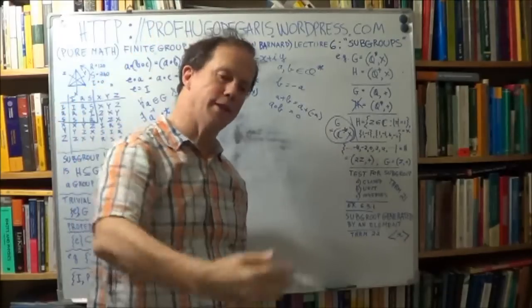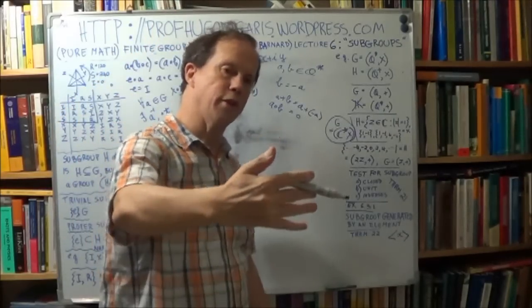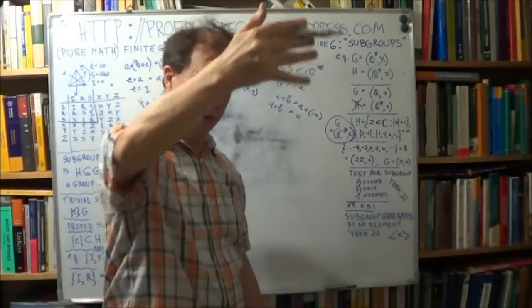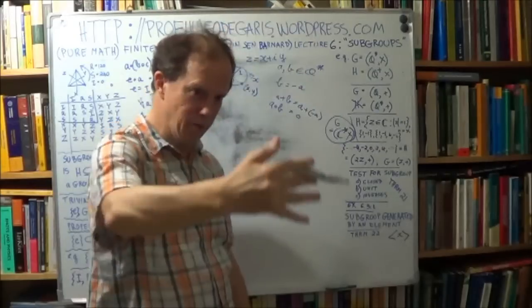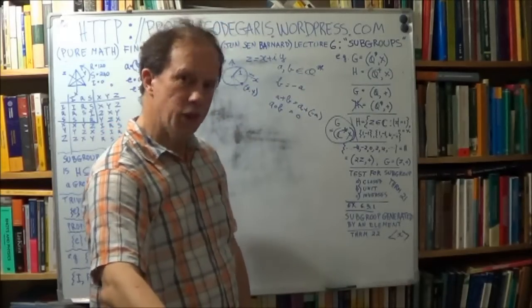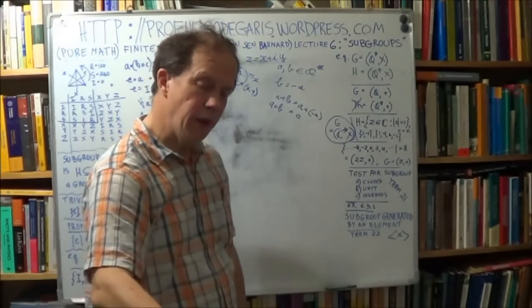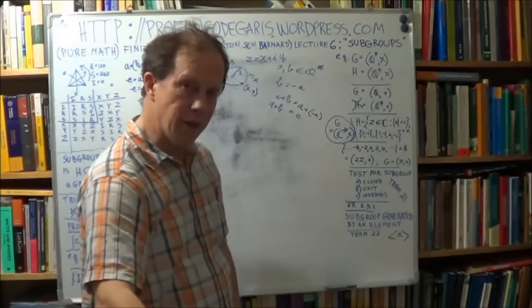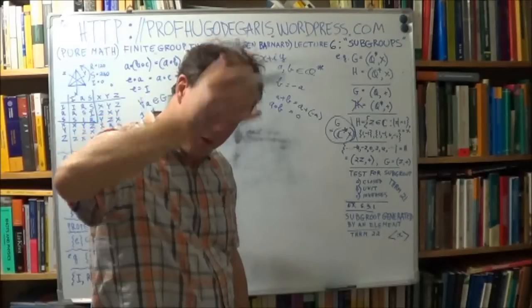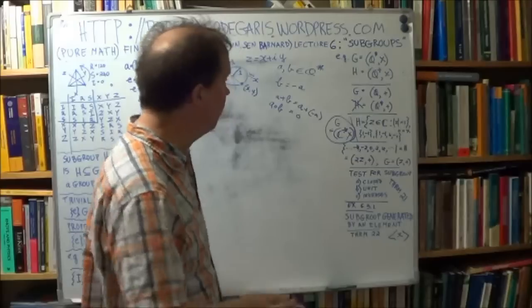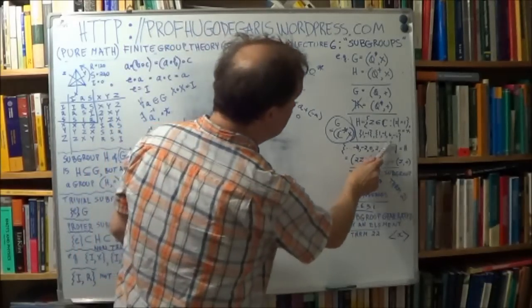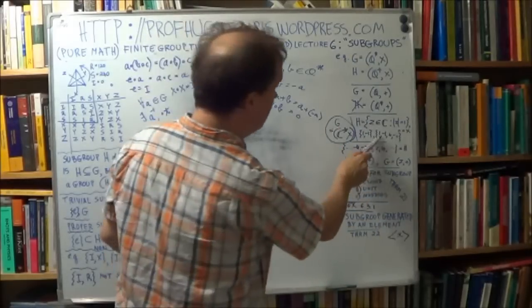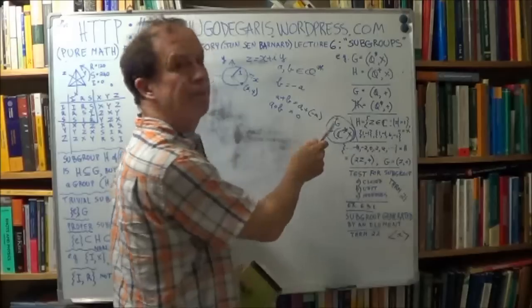If you have a subgroup of a group, and that group itself is a subgroup of a larger group, so you've got three levels, the bigger one, the middle one, and the lower one. Question: how do you prove that the lower one, the smallest of the three, is a subgroup of the biggest? Try that for homework. So this is a subgroup of this, and this is also a subgroup of the big one.